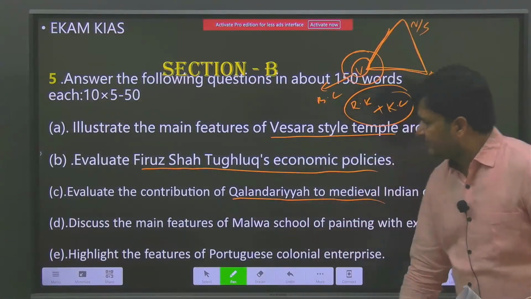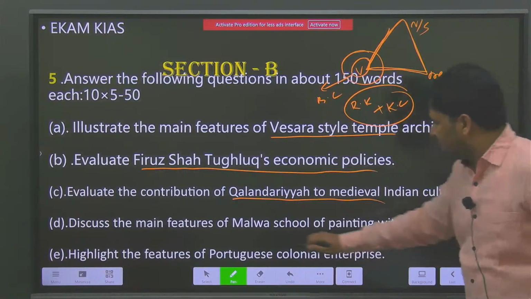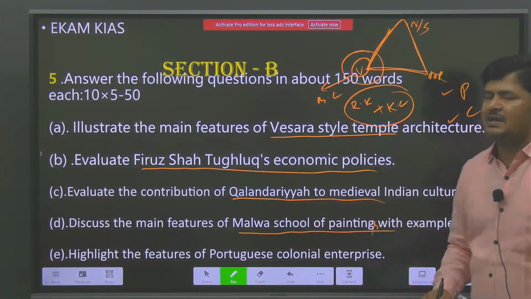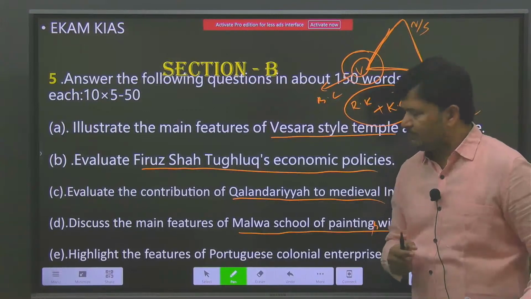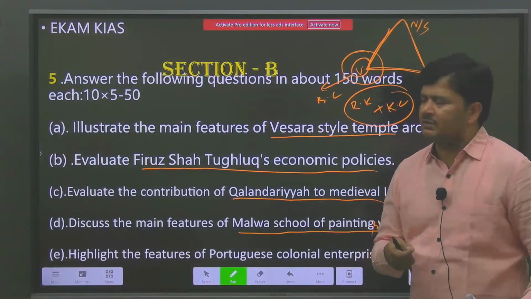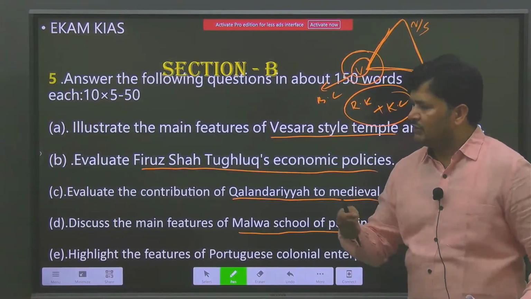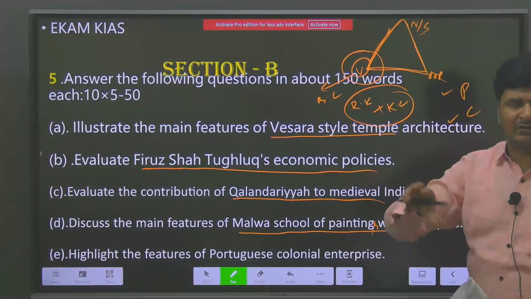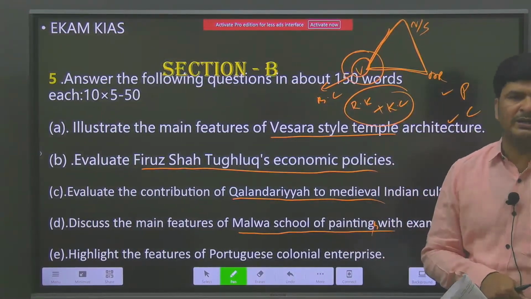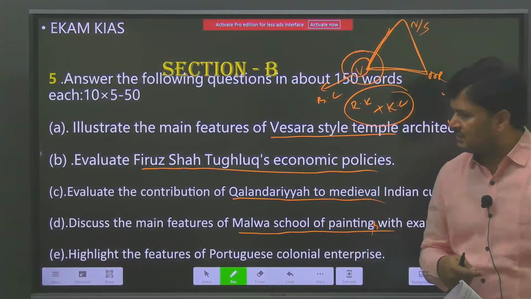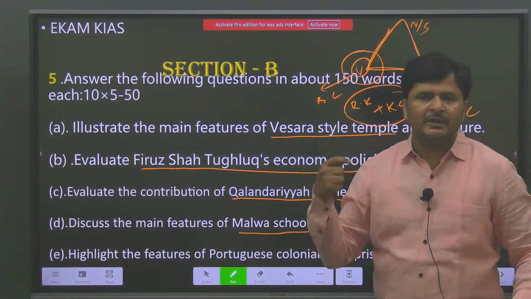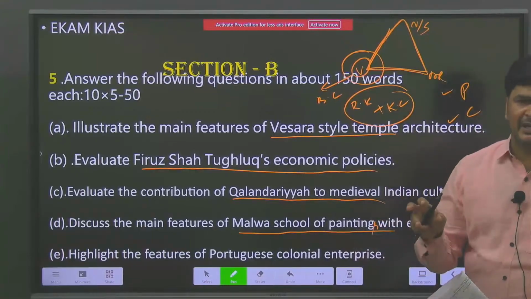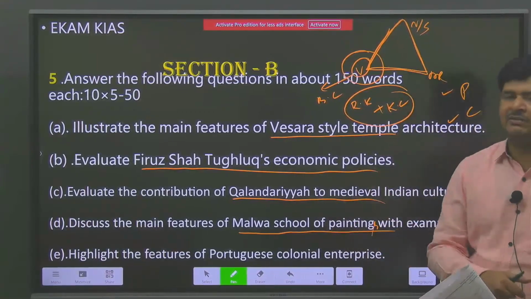Another one, discuss the main features of Malwa school of paintings with examples. In fact, Malwa school of paintings is a distinctive school of paintings which we have learnt as part of art and culture. These paintings evolved right from the days of the post-Mauryan age, like the paintings from Ajanta and Ellora, a little later by Guptas, a little later by Rajputs. And it was in the early medieval age that we found Malwa school of paintings.